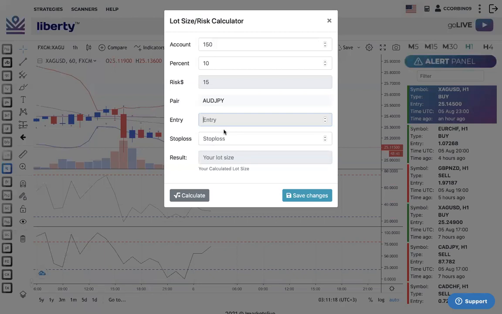So AUDJPY. Let's just say our entry point for AUDJPY was 81, and this is just where the market is right now, 81.303, right? And my stop loss is 81.503, right? You would put all this stuff in, and I wanted my lot size to be, calculate.